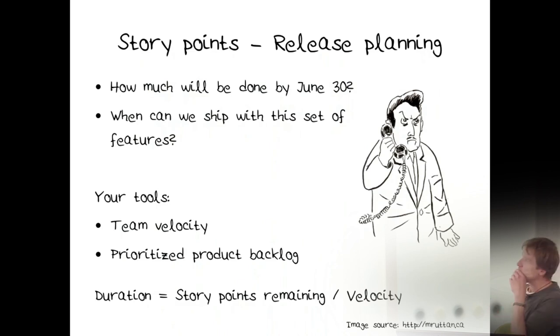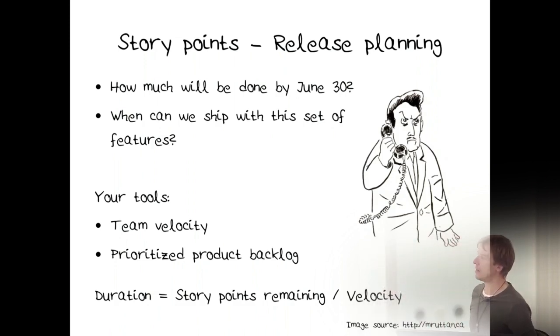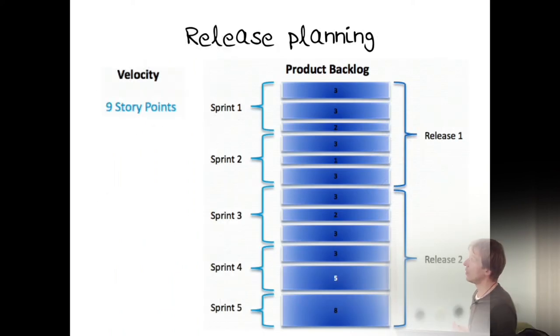So, the product owner calls, and says, how much will be done by June 30th? When can we ship this set of features? What you have as your tools to answer that question is the team velocity and the prioritized product backlog. The number of sprints left is the number of story points remaining in total in the product backlog divided by the velocity that you have. So you can fairly easily get a pretty good understanding of what you will be able to pull off and when as a team. And then the product owner can use that as input to decide when they want to release, right?